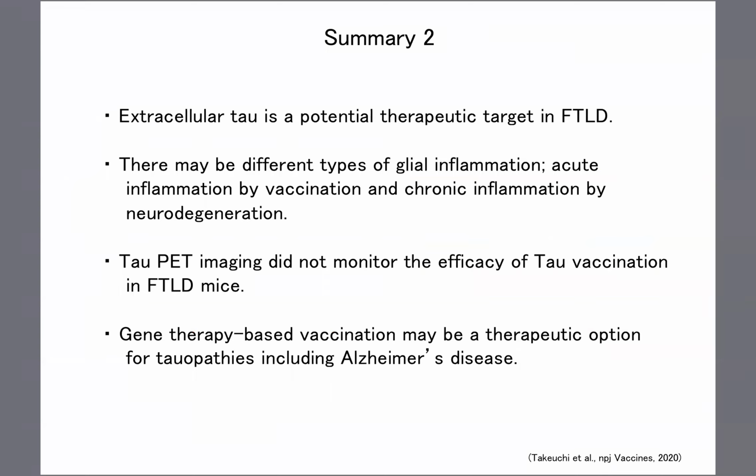This is a summary of the second part of my talk. Extracellular tau is a potential therapeutic target in FTLD. There may be different types of glial inflammation: acute inflammation by vaccination, and chronic inflammation by neurodegeneration. Tau PET imaging didn't monitor the efficacy of tau vaccination in FTLD mice. Gene therapy-based vaccination may be a therapeutic option for tauopathies, including Alzheimer's disease.